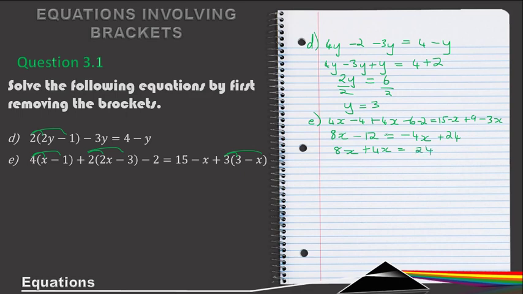And then bring the 12 over, becomes plus 12. So here we have 12x equal to 24 plus 12 gives me 36. So now if I divide both sides by 12, I get these guys cancelling. X is then equal to 3.